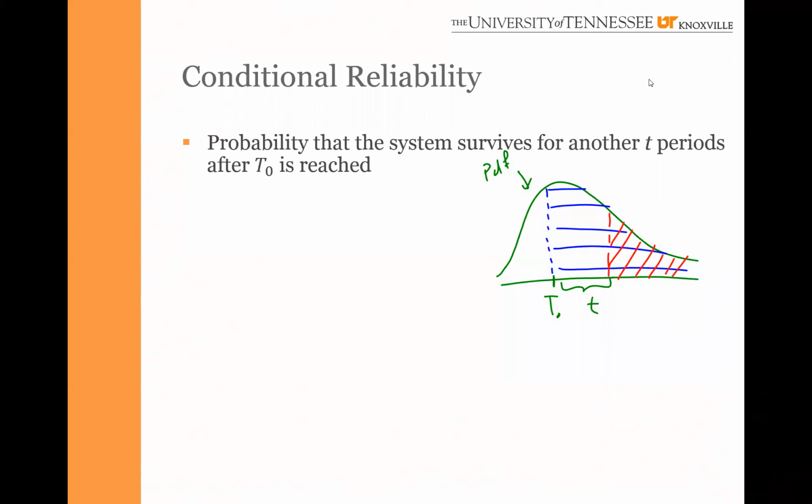Okay, so now I have a question. What if I'm not interested in all components? I'm only interested in those that have made it to T0. Now I'm interested to know what is the likelihood that they will survive for another T period, given that they have survived up to T0.